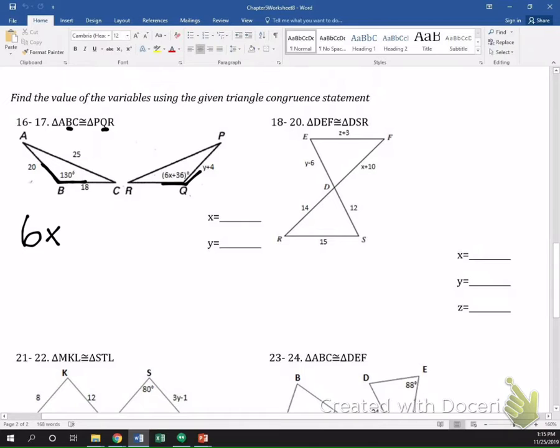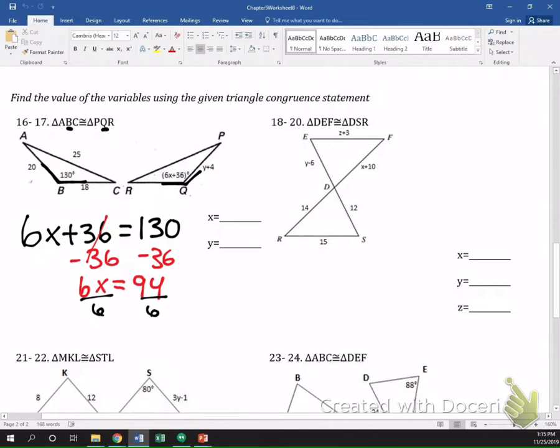Now I can set up 6x plus 36 equals 130. I haven't even done it yet, so give me a second. Subtract. So 6x equals, what would that be, 94? Yeah, I think that does give you a decimal. It does. What is it? 15.6? Would there be any decimals on it? There might be. It is possible to get a decimal, yeah.